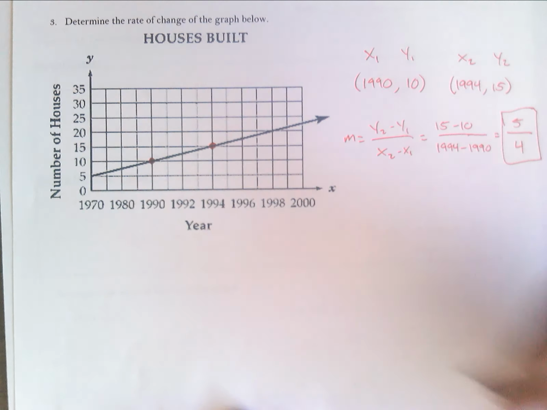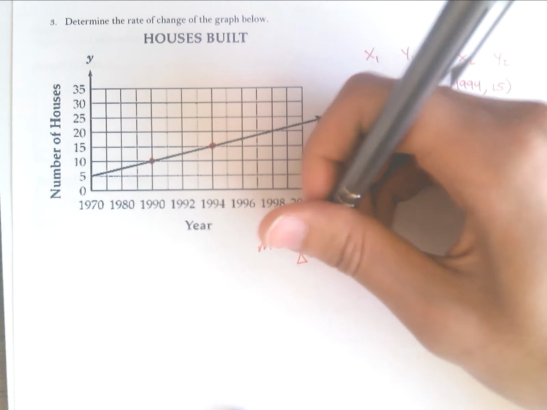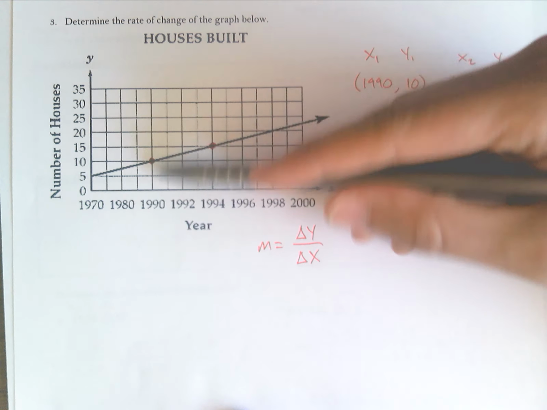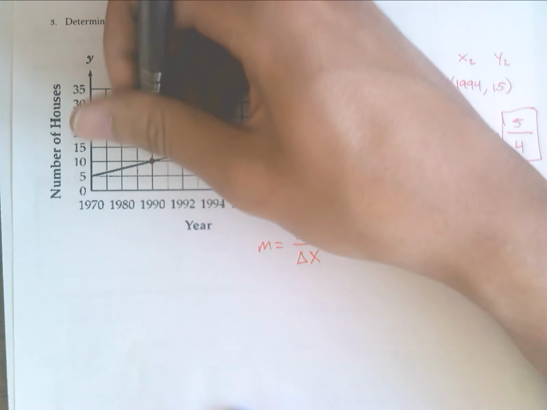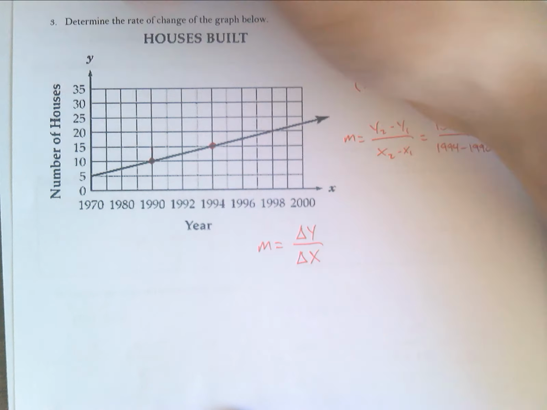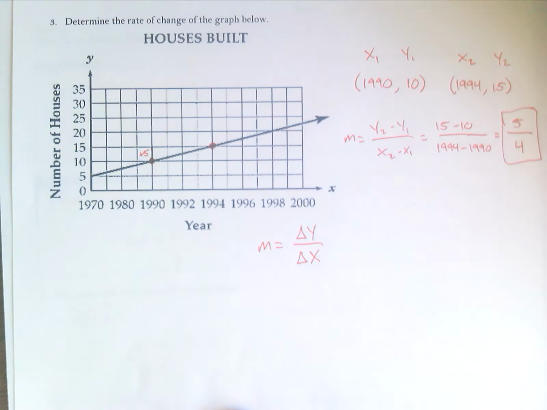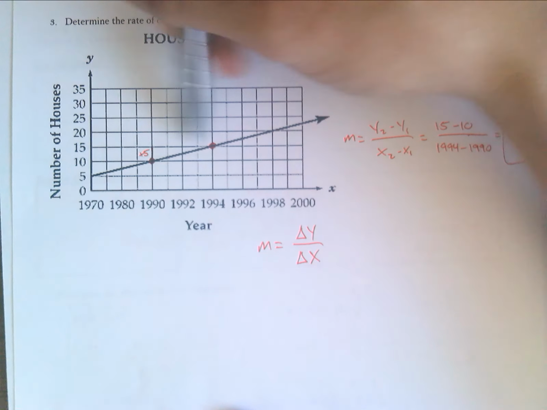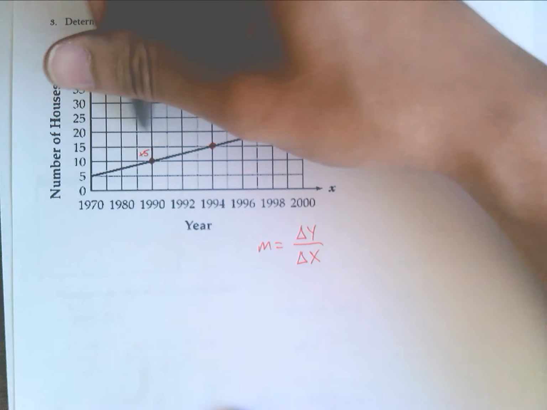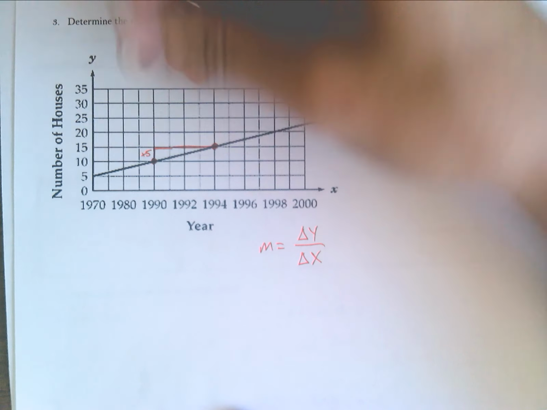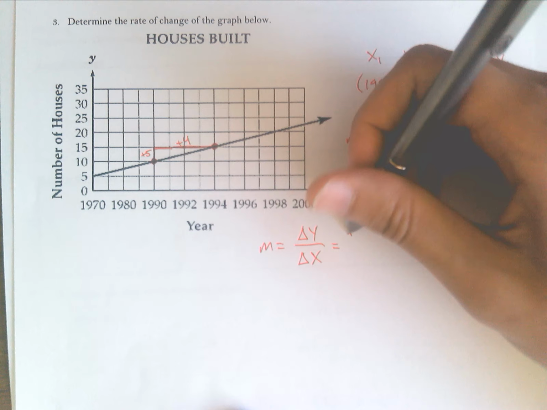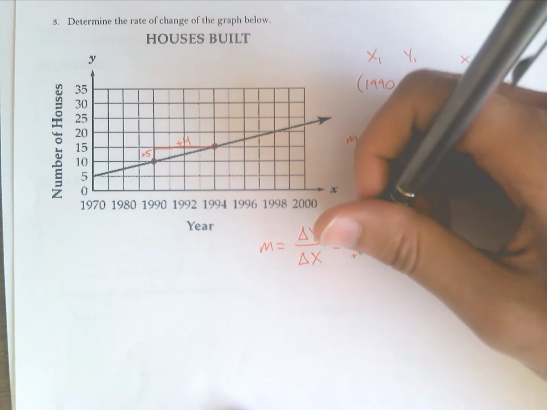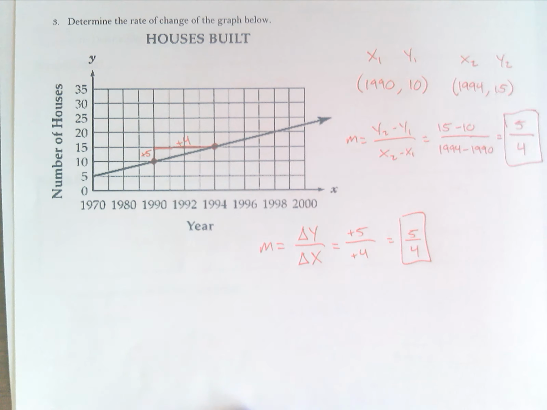Another way we could find it from the graph is looking at this. Remember, the slope is the change in y over change in x. How does the y value change vertically? From this point to this point, we go up 1 unit. One unit here is 5 houses, so we go up 5. And then change in x, how does it change horizontally? To get from here to here, we're going 1, 2, 3, 4 units. Each unit is a single year, so that is over 4. So our change in y is plus 5 and our change in x is plus 4. So again, just 5/4. You can use either method, that's fine, as long as you're using one of these.